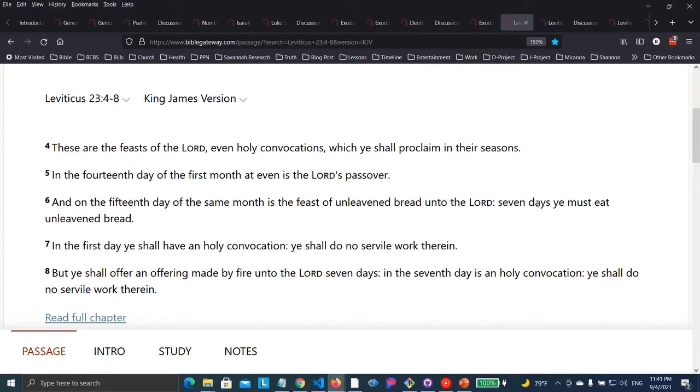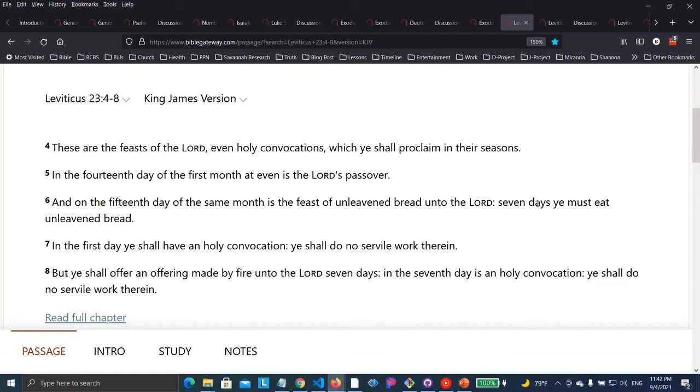The barley and the wheat cannot be harvested until an event occurs. So they must be harvestable during this period, but they can't be harvested until the event occurs. And on the other end, the grapes must be harvested before the last one occurs. So the first month is with the barley. Now let's read this, Leviticus 23:4 through 8.